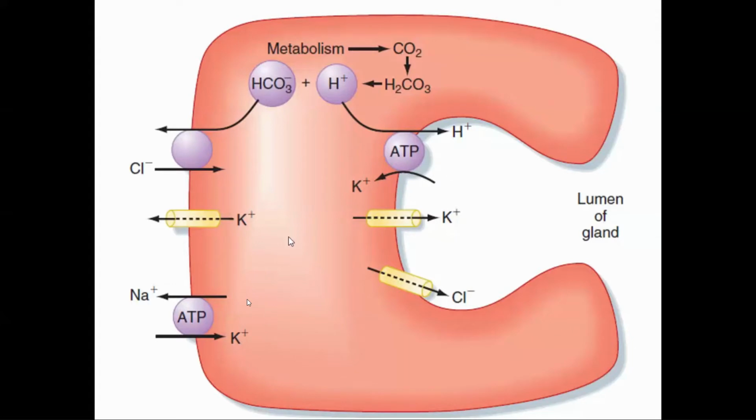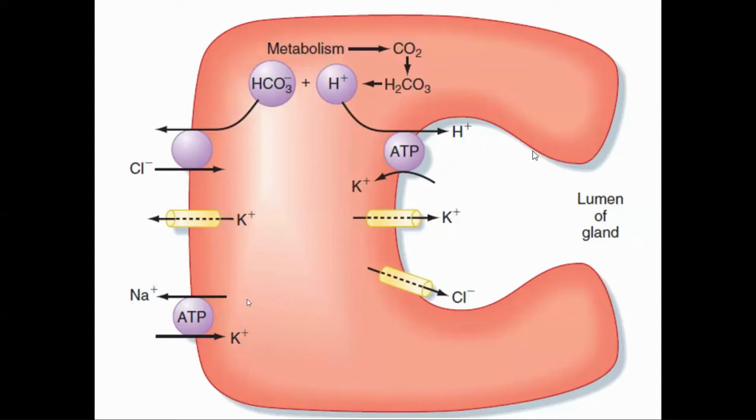When the bicarbonate is exchanged with chloride, the bicarbonate ion goes towards the blood and increases the alkalinity of the blood. The blood becomes more alkaline. This is known as postprandial alkaline tide.